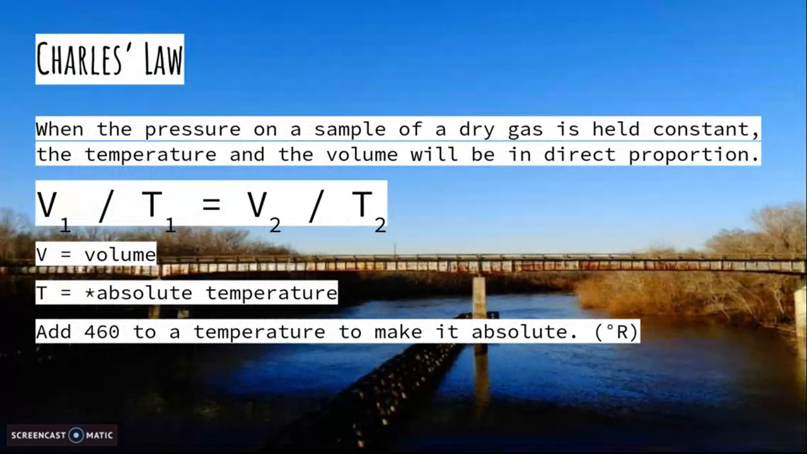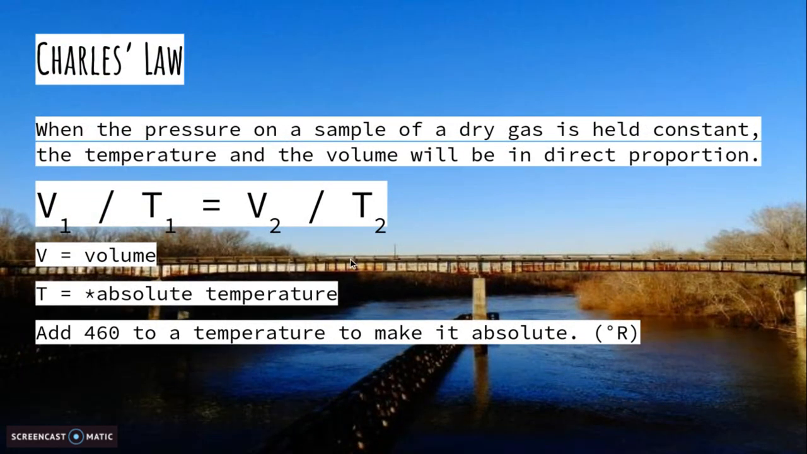So V is volume and T is temperature, but it's absolute temperature. We'll talk more about this in the next lesson, but that means it's not just Fahrenheit. It has to be in degrees Rankine if it's going to be absolute, and it has to be absolute for the equation to work. So that means you have to add 460 to the temperature in Fahrenheit. So if we had 5 degrees Fahrenheit, to plug into this equation, we would need to make it 465 because we add 460.